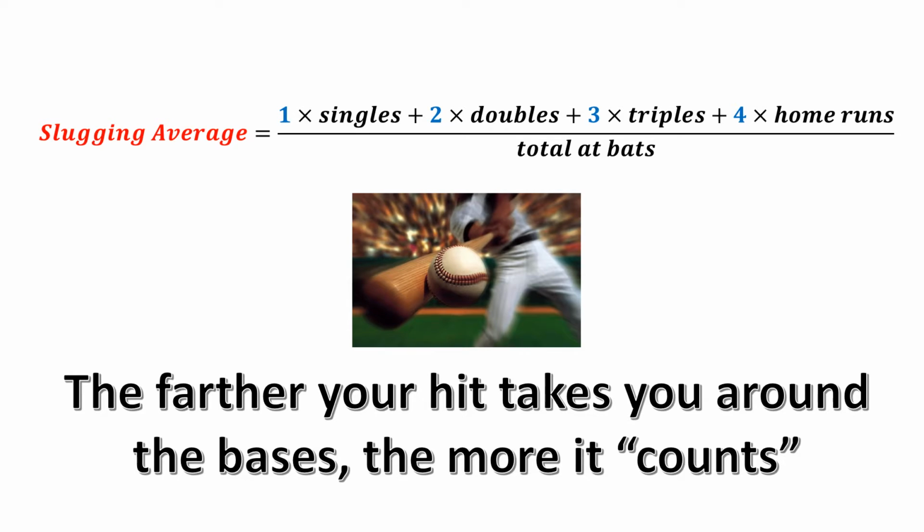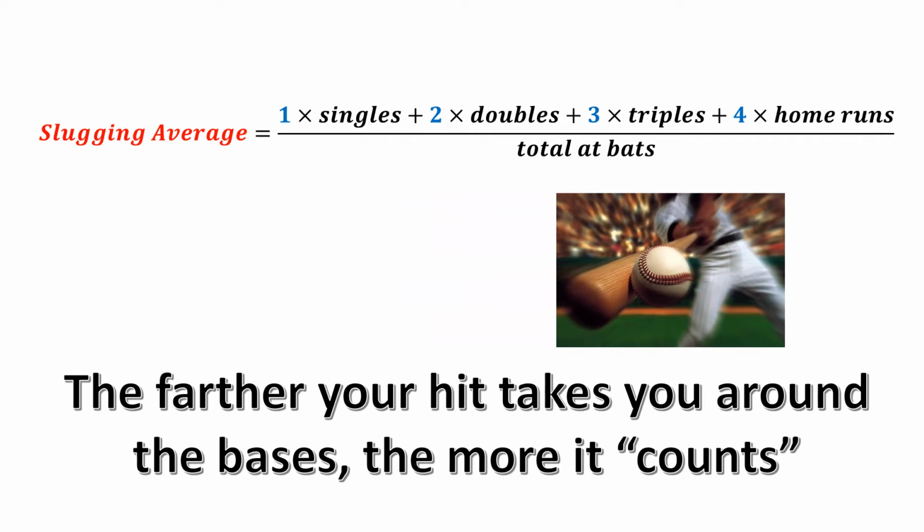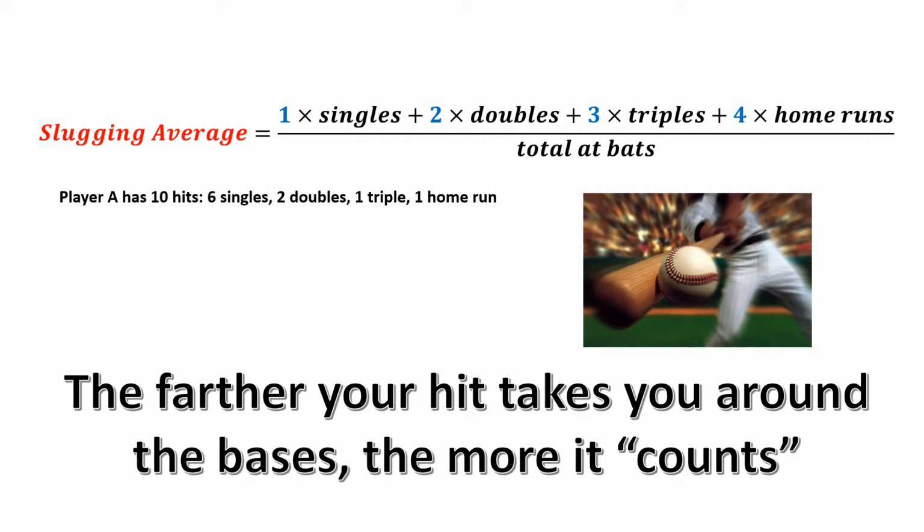Let's compare the slugging averages of 2 players, each with 10 hits. Player A has 10 hits: 6 singles, 2 doubles, 1 triple, and 1 home run. Notice that most of his hits were singles. Calculating his slugging average, he earns a score of 1.700.